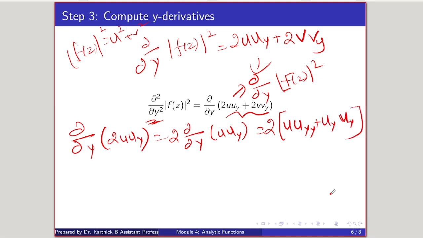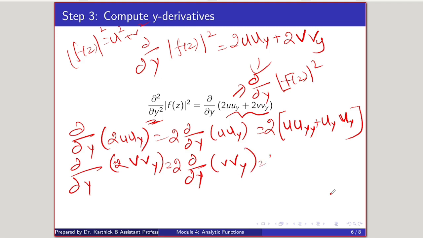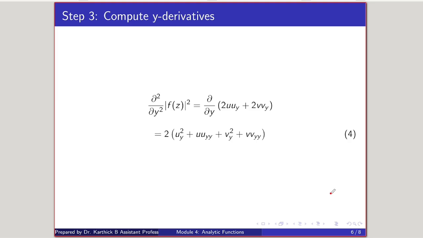In the same manner as I did for the variable x, similarly, if I take this alone for the function v_y, I will take 2 as constant and differentiate this function v_y. I will get the value v v_yy plus v_y into v_y, which will be v_y whole square. u_y into u_y will be u_y whole square. So finally, while adding both, I will get this equation number 4. This is what they have given.